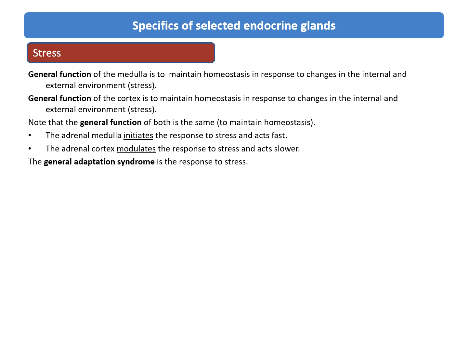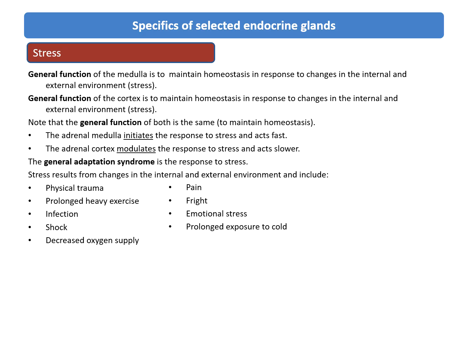The general adaptation syndrome is a collective phrase describing the response to stress. Stress can result from many different changes in the internal and external environment, such as physical trauma, prolonged heavy exercise, infection, shock, decreased oxygen supply, pain, fright, emotional stress, prolonged exposure to cold. There are two stages of stress, the alarm stage and the resistance stage.